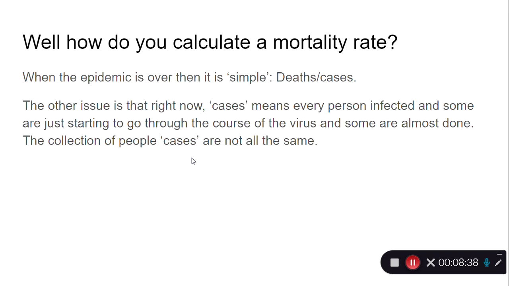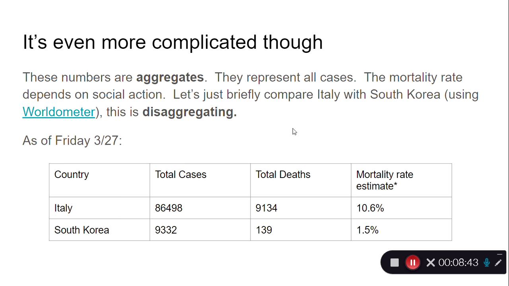So talked about that, and let's add one more nuance to this, right? The disease is all over the world at different stages, and we'll look at a video with a visualization towards the end of this lesson. Again, these numbers are aggregates. They represent all cases. So we can look at two particular cases, two countries that have dealt with coronavirus. Italy is still dealing with it. And this process is called disaggregating the data.